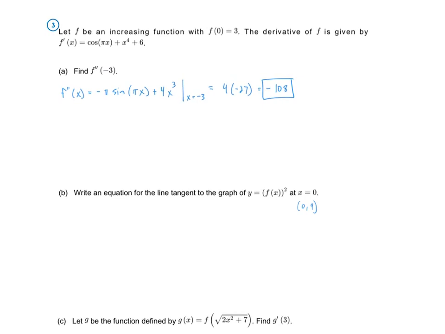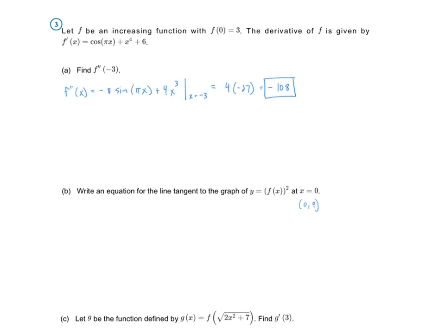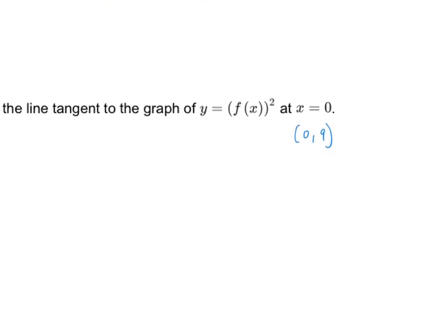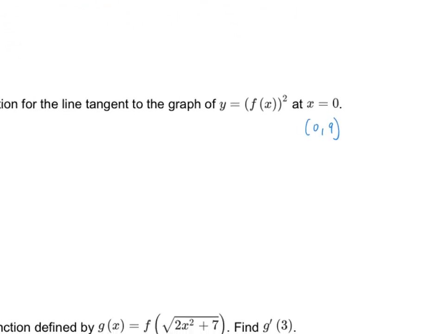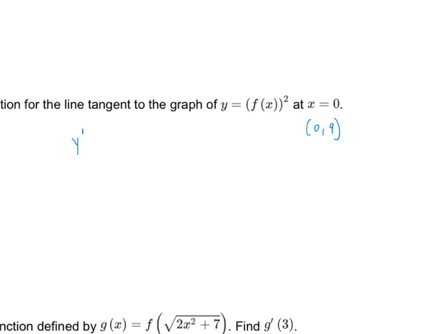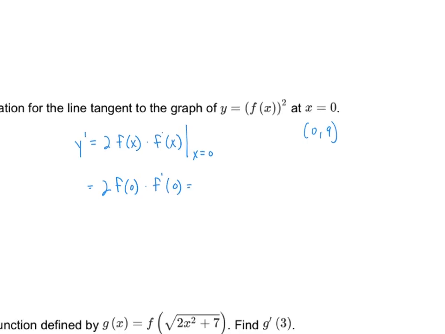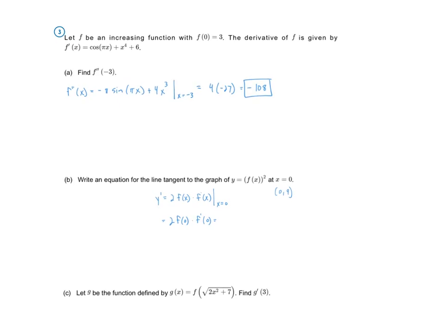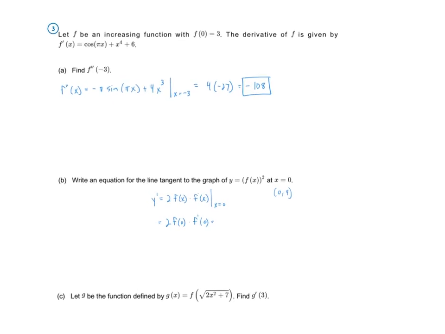All right, now we need to find the derivative of this at 0, so that'll be the slope of our tangent line. So y prime, the derivative, is 2 f of x times f prime of x. Evaluate this at 0: this is 2 times f of 0 times f prime at 0. Okay, f of 0, they told us, is 3.